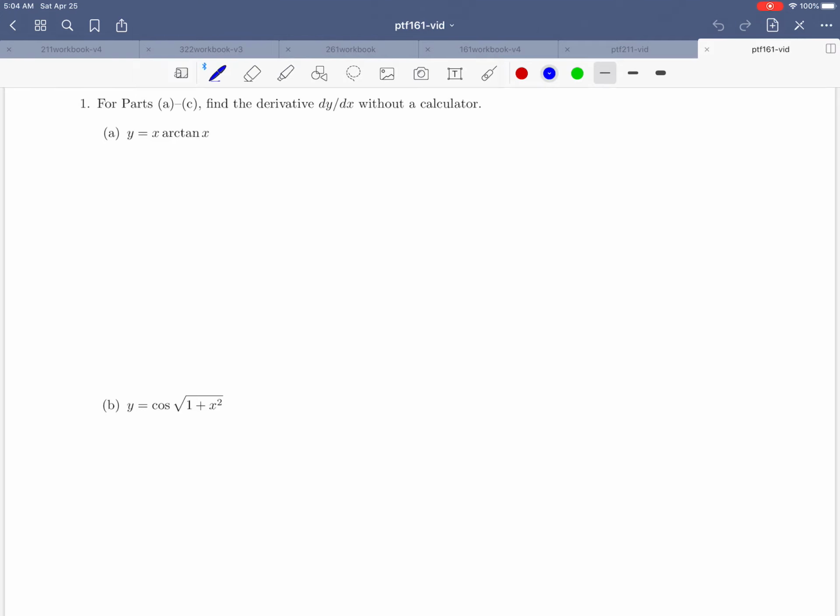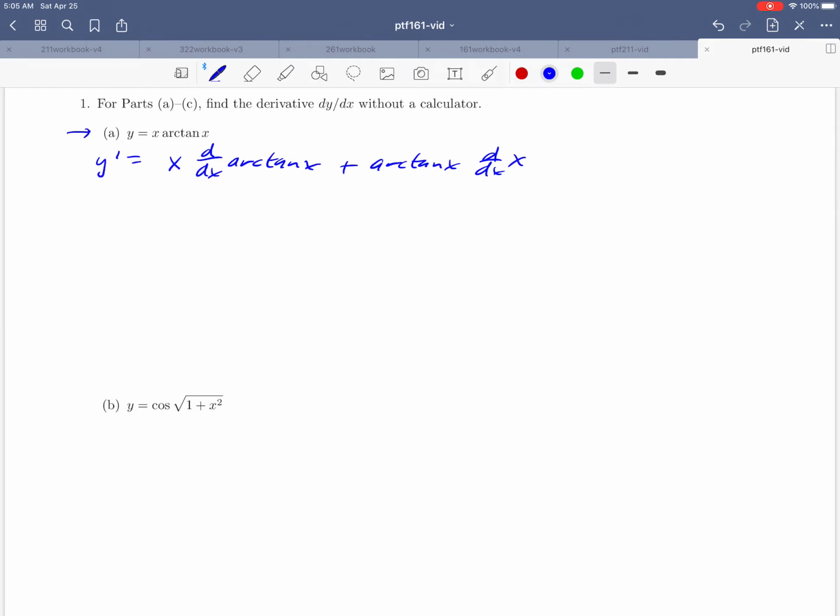Okay, so starting with part A here, we've got the function y equals x times arctangent of x. We want to take the derivative of that, and we might notice that that's a product of two functions, x times arctangent of x, which means that the product rule is probably what we want here. So the derivative, thinking back to what the product rule says, is the first function times the derivative of the second, plus the second function times the derivative of the first.